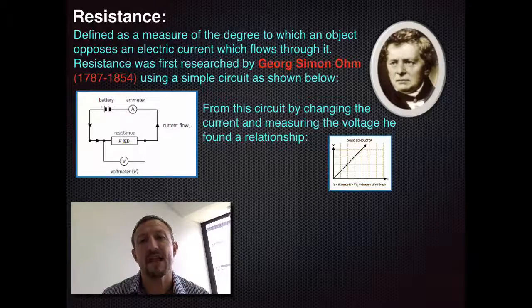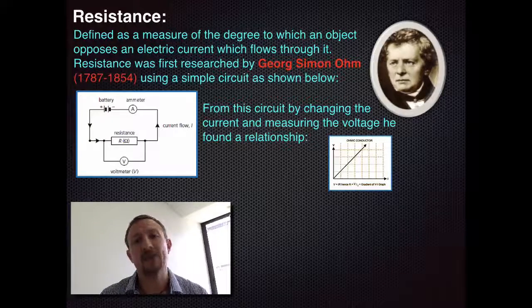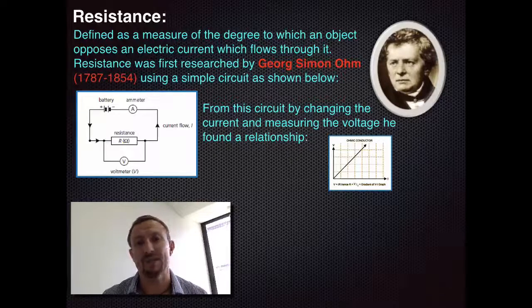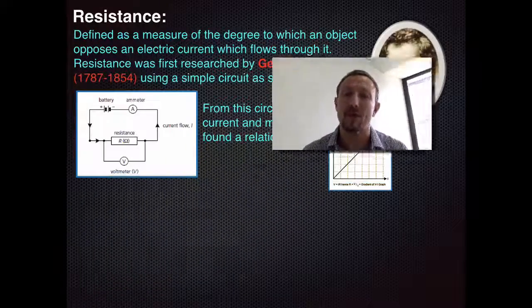And from this, he got a relationship which we call an ohmic relationship, which was a straight line, which basically means that V is proportional to I. And there is a constant from the gradient of that line. That constant happens to be the resistance of the actual material. Now, obviously, as the material is not going to change, the resistance, one would think, is going to remain constant.